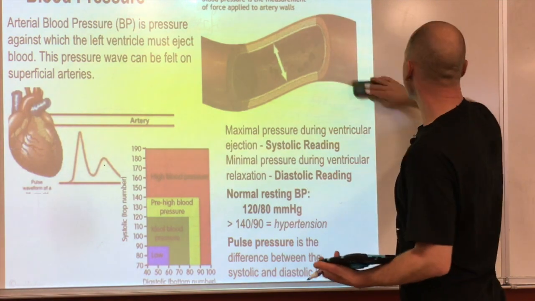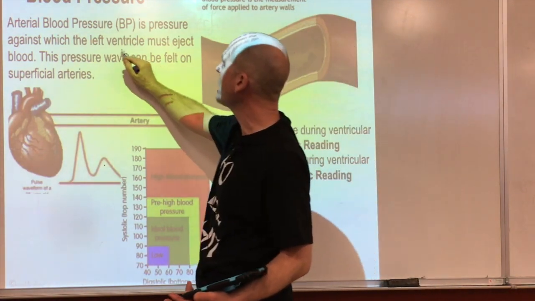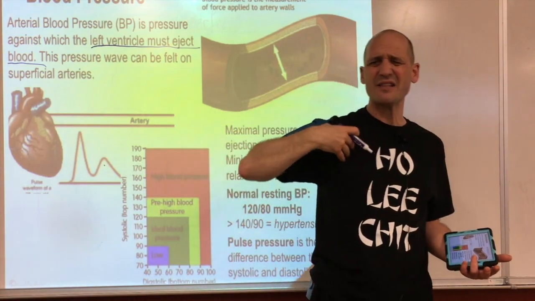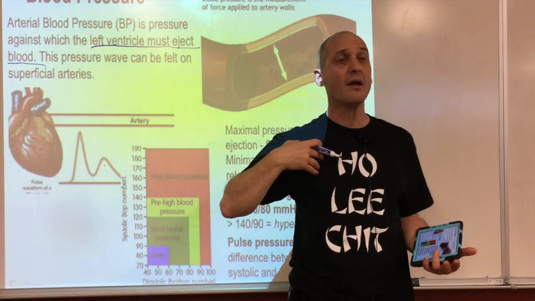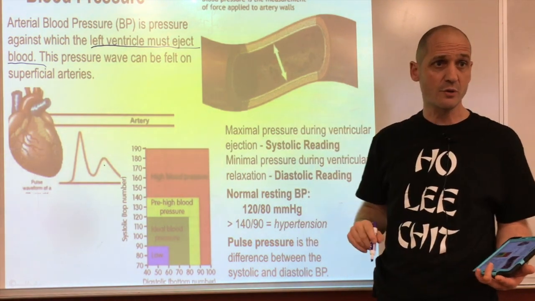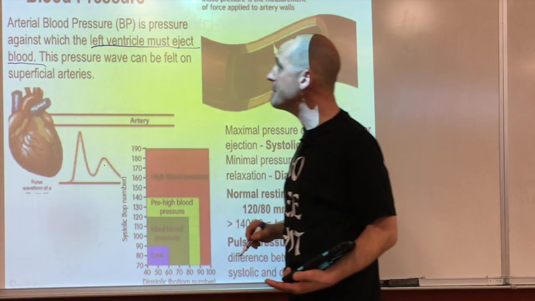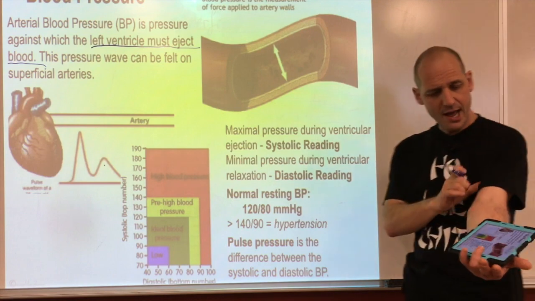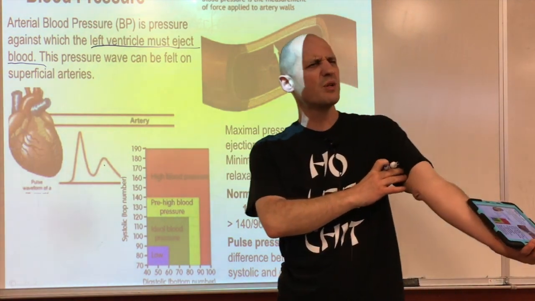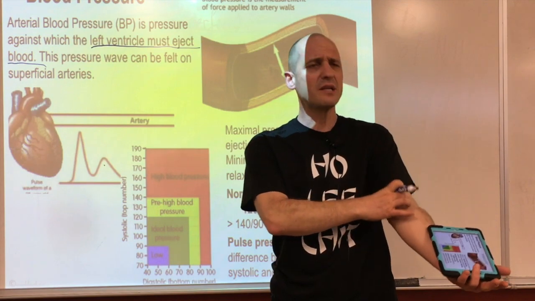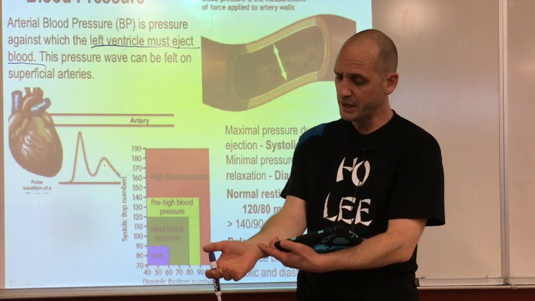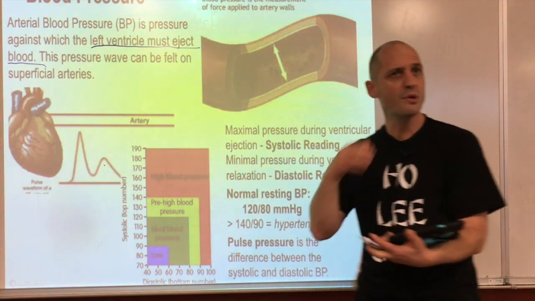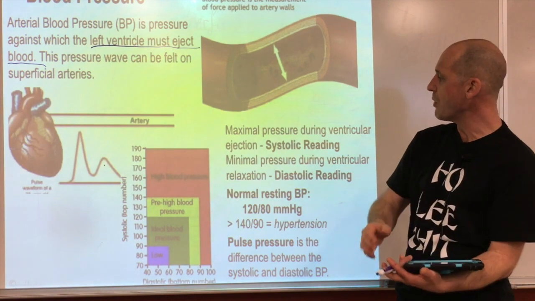It is the pressure against which the left ventricle must eject the blood. The right ventricle brings the blood up to the lungs. That's right there, so we're not going to be too concerned about that. But the left ventricle, we're definitely going to be concerned about. That pressure wave can be felt on superficial arteries. We can go to a superficial artery here on the inside, where we don't really hurt ourselves too much, so we can pick the pulse up here. We can also pick it up here when we measure our pulse after a workout. But to take the blood pressure, we usually use the upper arm.